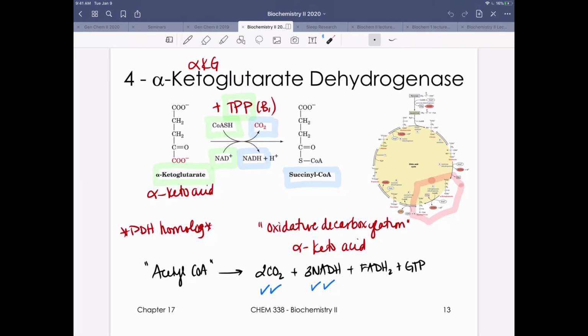Fourth step, and remember we split our citric acid cycle into two 4-step stages. So this is really the last step of what we're referring to as stage 1. We've got alpha-ketoglutarate dehydrogenase. Alpha-ketoglutarate is an alpha-keto acid. Now this CO2 is going to be coming off, but because we have an alpha-keto acid, we need to see TPP involvement. We need to see vitamin B1. We're going to refer to this as a pyruvate dehydrogenase homolog because all of the chemistry that we saw with E1s, E2s, E3s, all of that, the same thing happens with alpha-ketoglutarate.